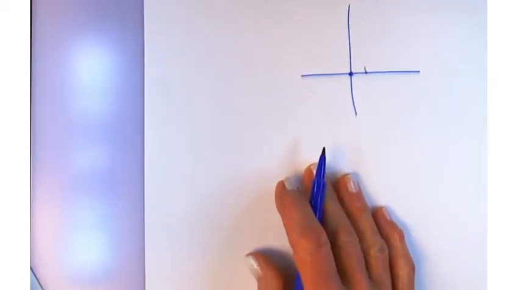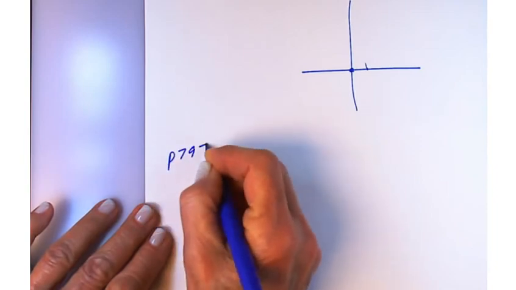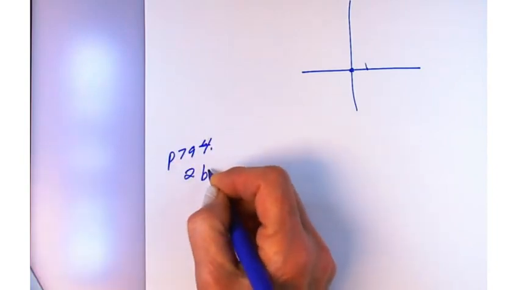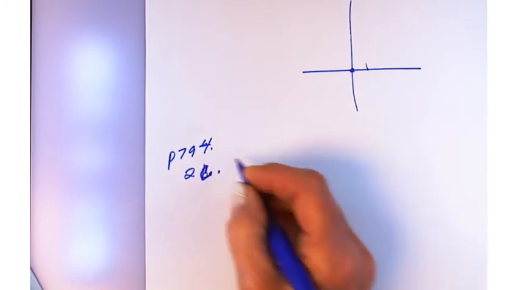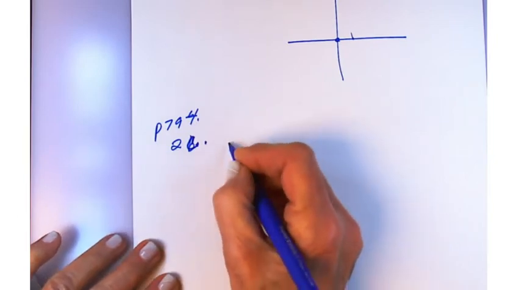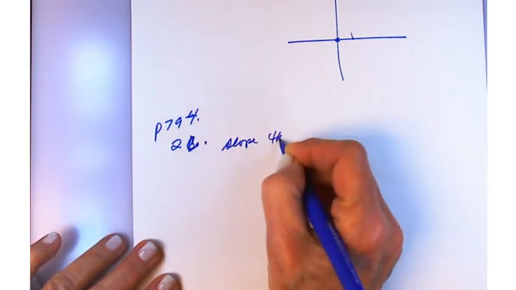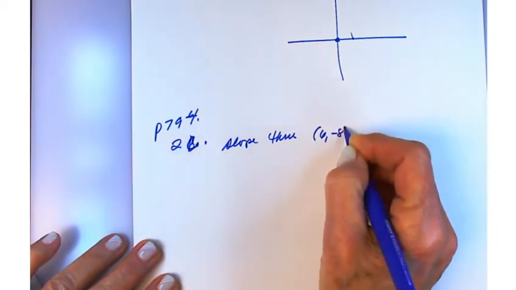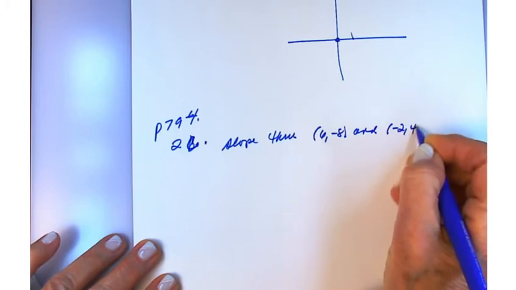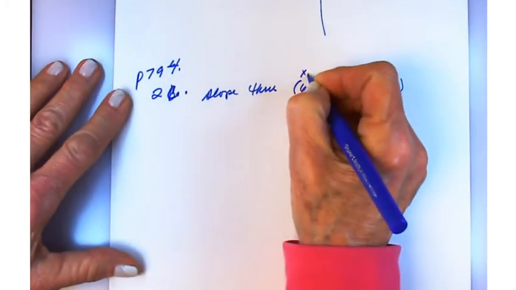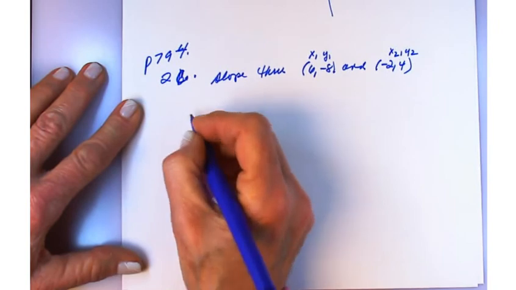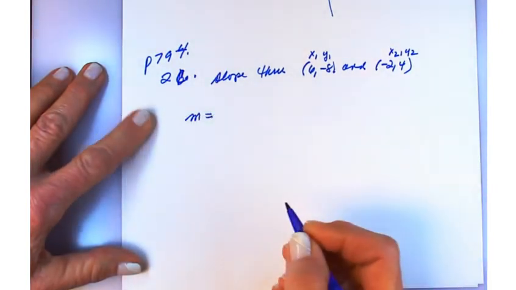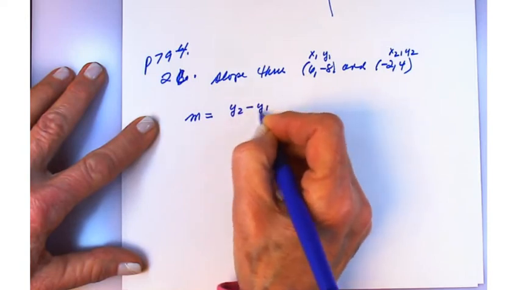On page 794, we did B. Oh no, we did A. We did B. Sorry about that. So we'll now do C. And we want the slope of the line that passes through 6, minus 8 and minus 2, 4. So once again, you're going to label this x1, y1, and you're going to label this x2, y2. I'm going to write my formula down. Slope equals y2 minus y1 over x2 minus x1.